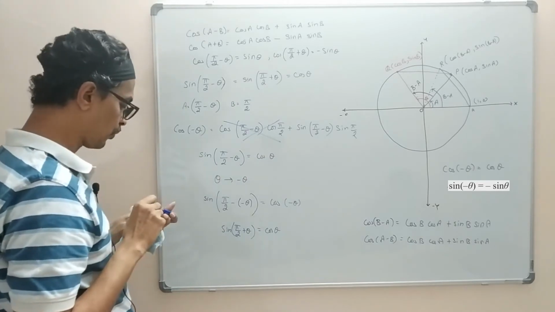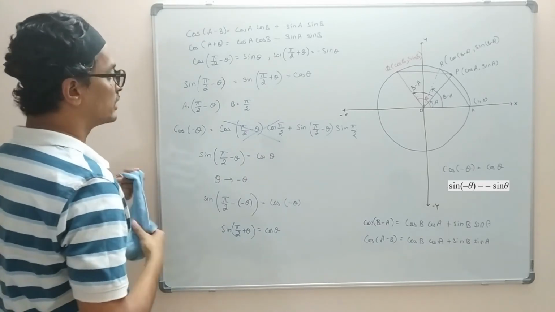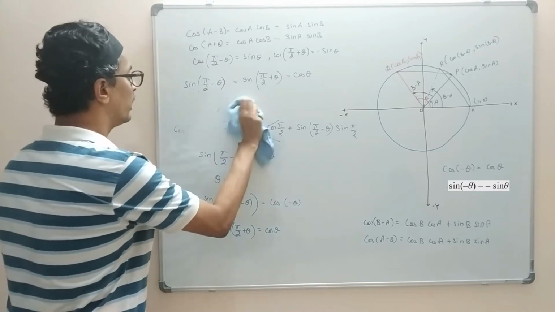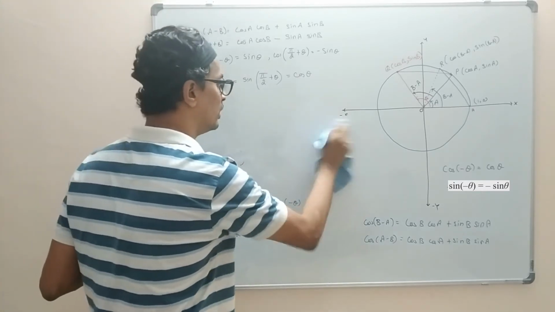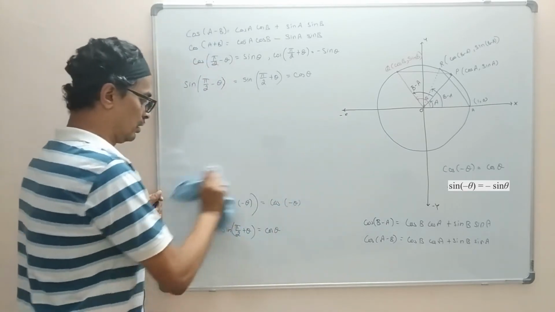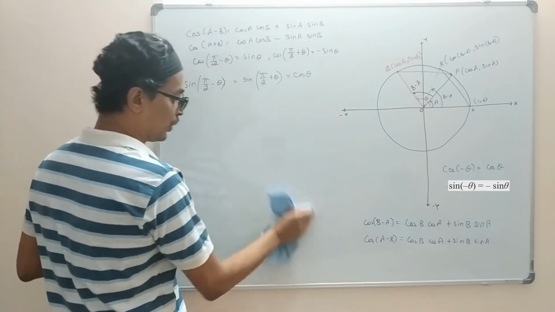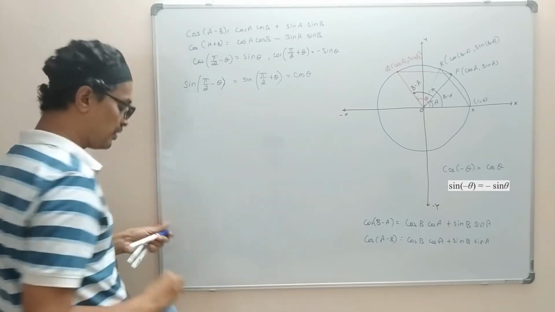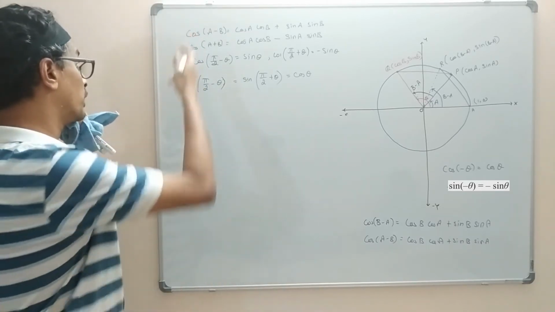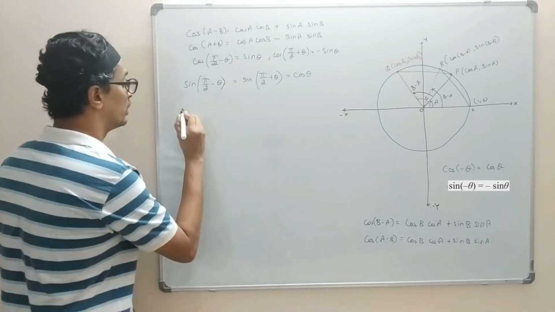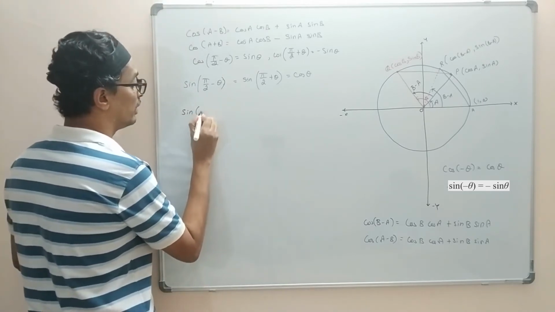Okay? So knowing these relations, if you know these values, you can easily find out the sine of the compound angle from the cos. So what is that? Let us write for sine, if I want to find out sine(A minus B).